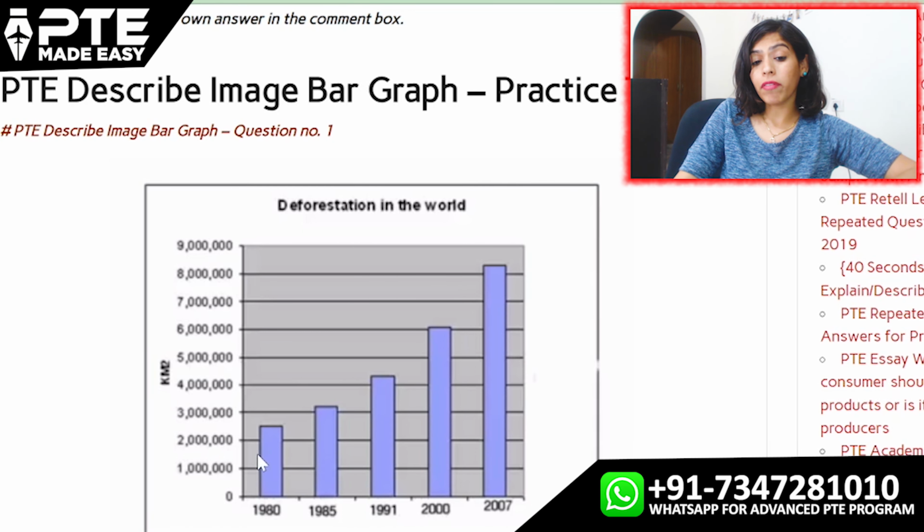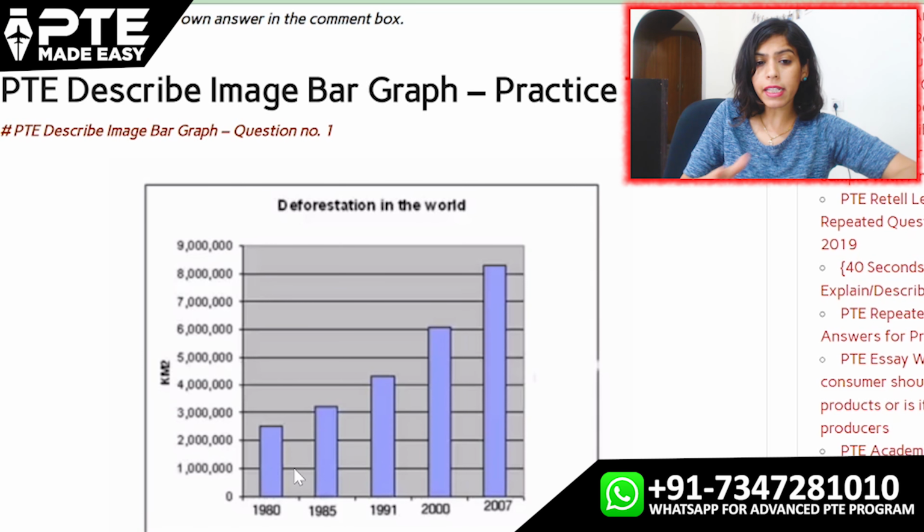However, in this whole graph, the situation kept on increasing. The rate at which deforestation was taking place increased from 1980 to 2007, and in the year 2007 it was four times the area in 1980. So we can clearly say around four times, it was around 2.25, it was 8.5. So we can say around four times. Simply need to look at the task and explain the important information.